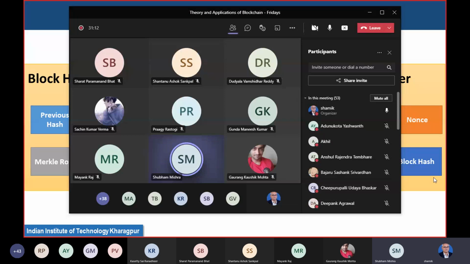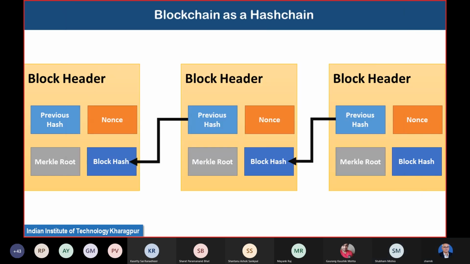Sir, can you just explain again why the Merkle root is included in the block hash, the block header? Right. So, very good question. What we want is that, see, this is the header. So there is some body of the block below it, which we are not showing.